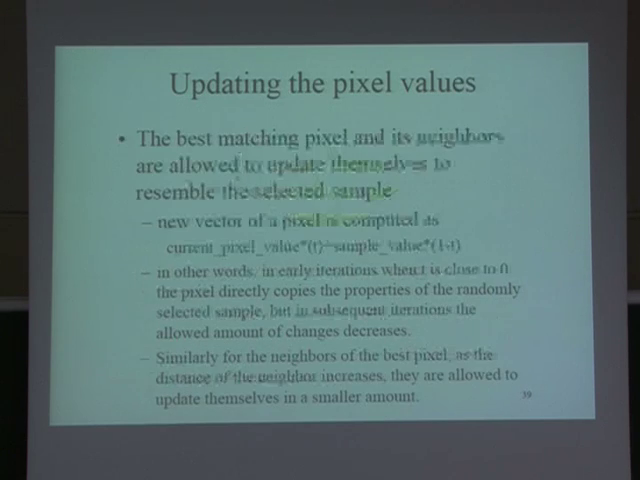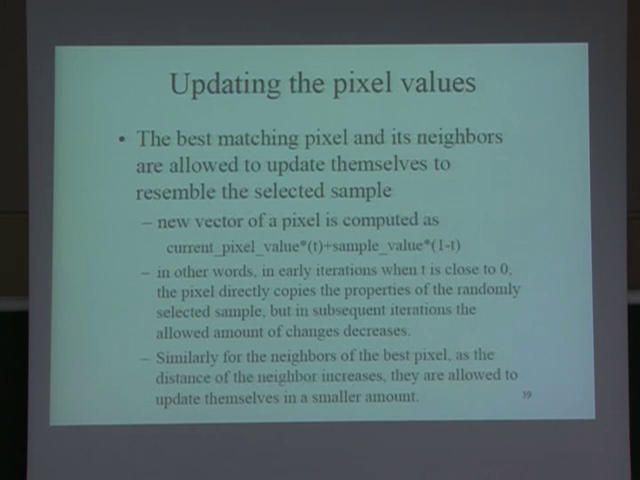And that effect is just mathematical. What I mean by effect is just this: current pixel value times t plus sample value times 1 minus t. And since the current pixel value and sample value are vectors, we multiply a vector with a scalar, we multiply another vector with another scalar, and we sum up these vectors. So you take an average of these vectors.